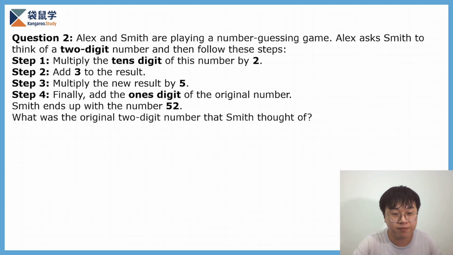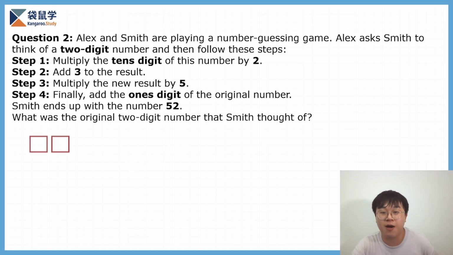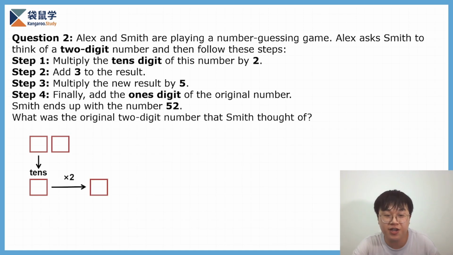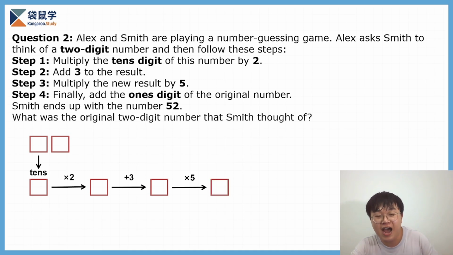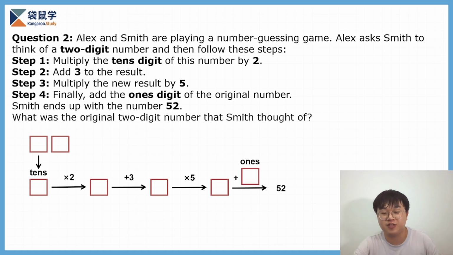Then, let's try. So here, we have a 2-digit number, and we need to analyze the 10th digit at first. So, we take it out. Then we multiply it by 2, so times 2 here, and then we add a 3, and then multiply the new result by 5, and we add the 1st digit, and we get number 52.